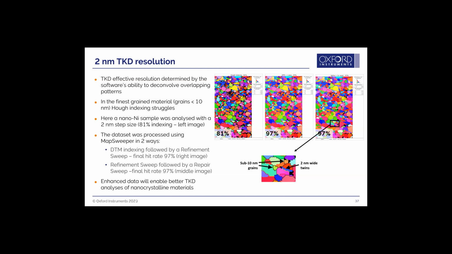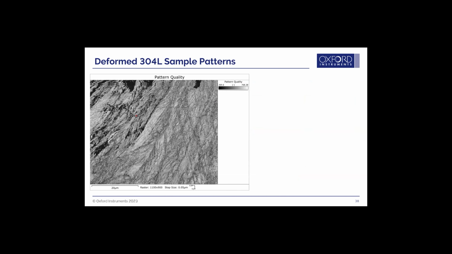It's 2 nanometers wide. We're looking at grains that are sub 10 nanometer here. So it's data that really was kind of missing in the original Hough indexing, but you had to be pretty close to make this last final step here. And maybe one other one just to show all the sweeps working together.